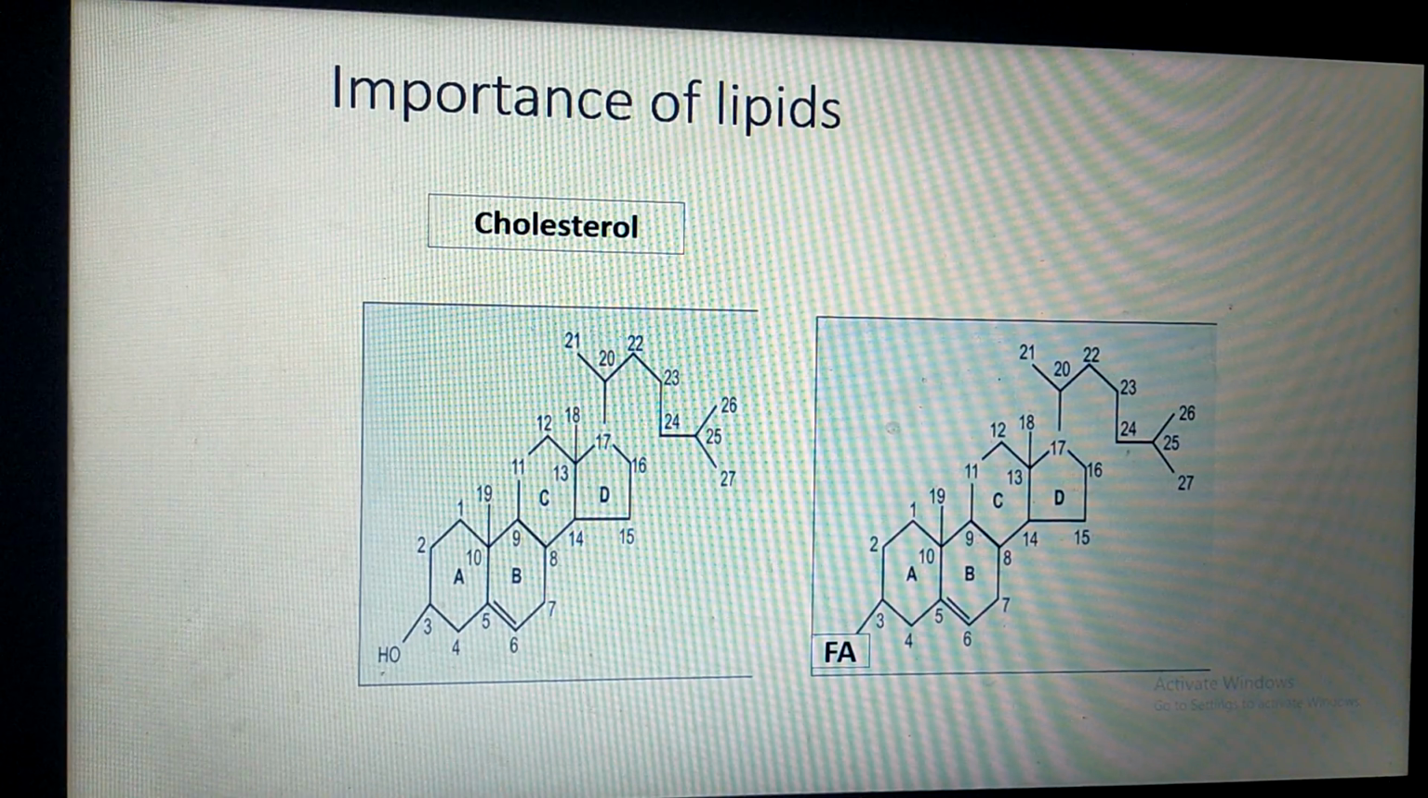On the left side I have shown you free cholesterol. On the right side I have shown that at the third position an OH group is present. If that OH group is replaced by a fatty acid, it is called cholesterol ester. Now if this fatty acid is a saturated fatty acid, then it is deposited in the arteries. If that fatty acid is a polyunsaturated fatty acid, then it is taken up by HDL and excreted through the bile outside the body.